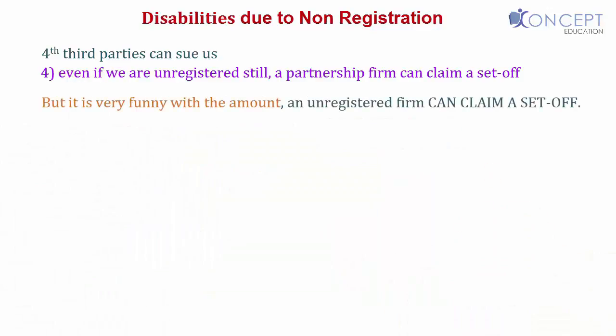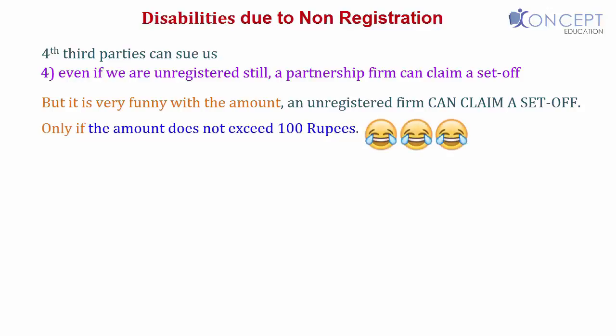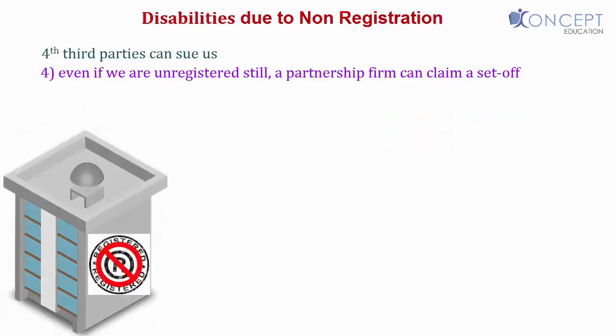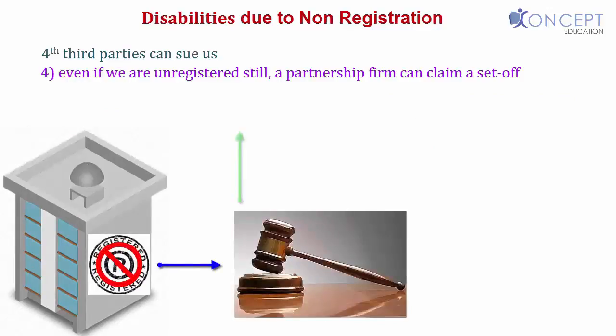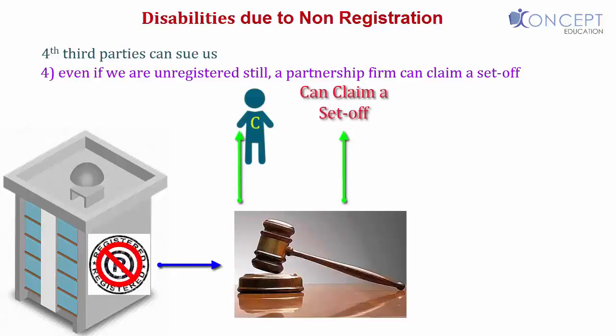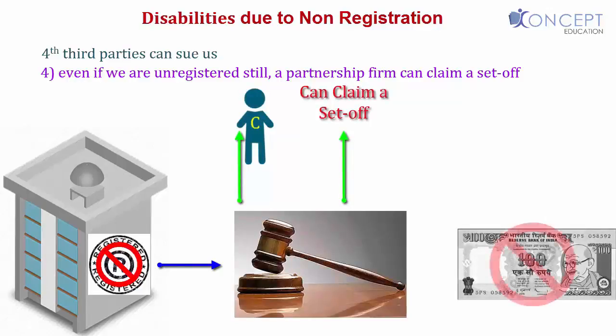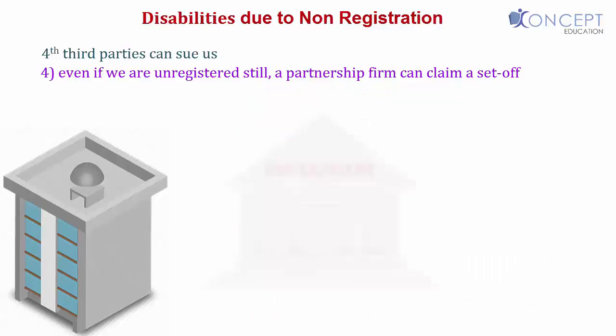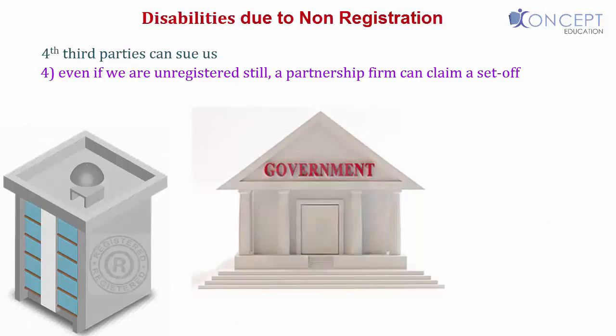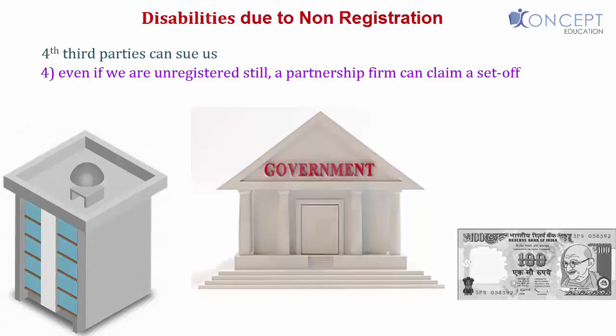But it is very funny with the amount. An unregistered firm can claim a set-off only if the amount does not exceed 100 rupees. I know you must be saying what the F, but yes, this is it. An unregistered firm can only file a suit against a third party or claim a set-off if the amount is not more than 100 rupees. This is the way of the government taunting us like, hey, you get registered or the only thing you are going to get is 100 rupees.